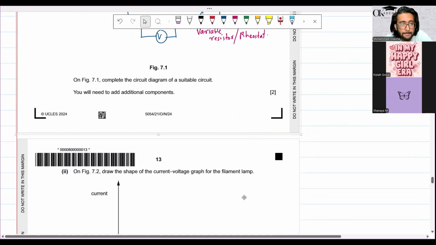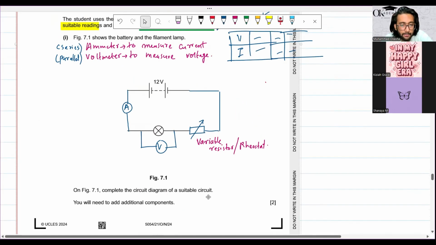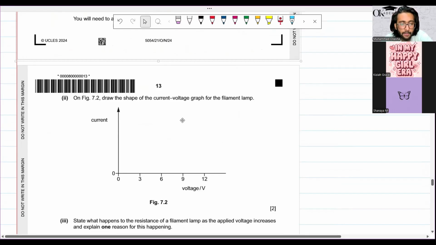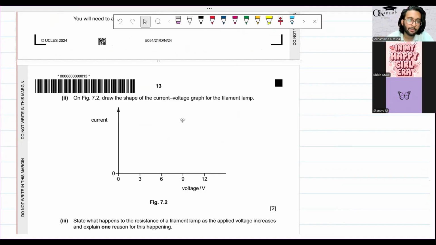Okay, next. So complete the circuit. This is what we just did. Next, draw the shape of the current-voltage graph for the filament lamp. I hope you remember, we talked about 3 non-ohmic conductors. We talked about a diode, we talked about the filament lamp, and we talked about the thermistor.